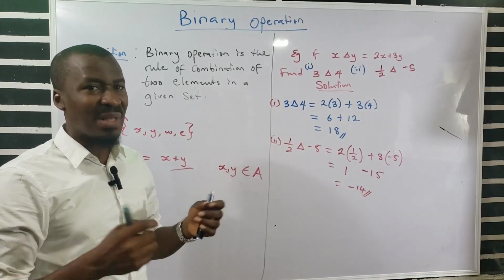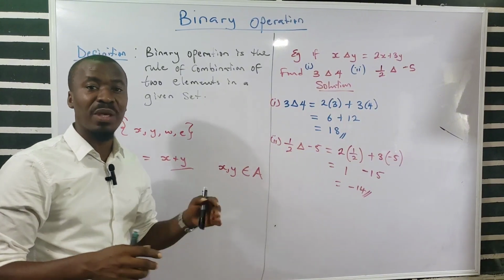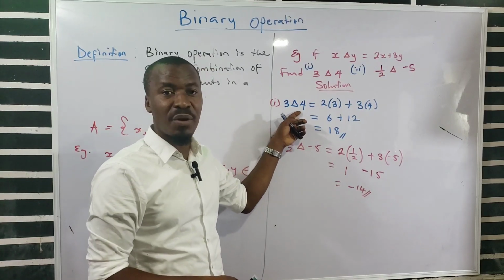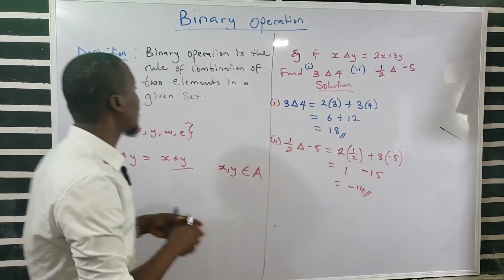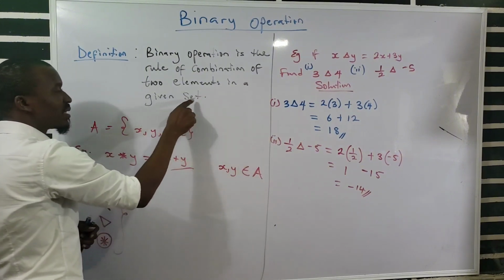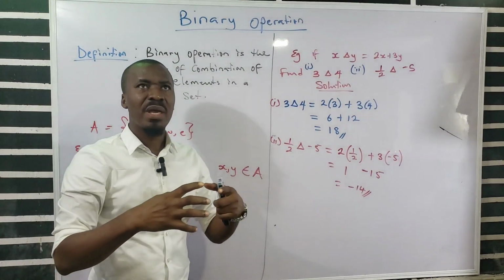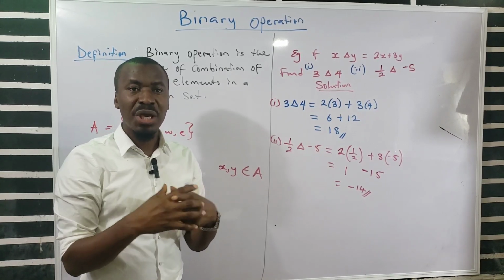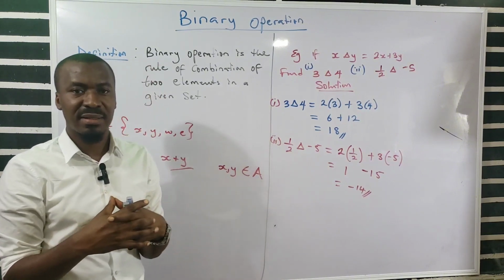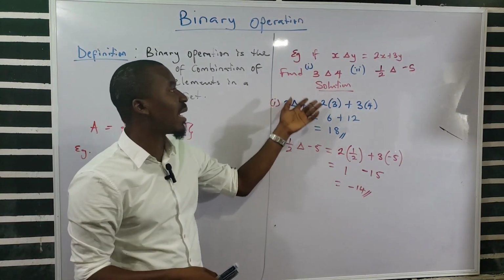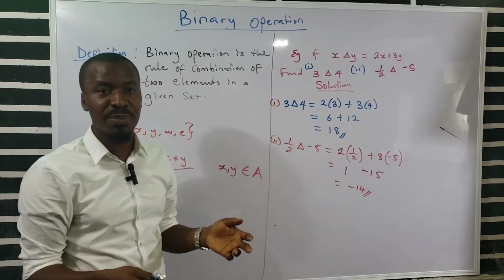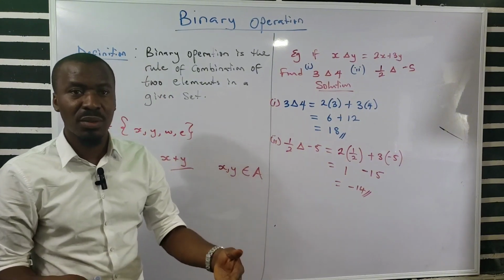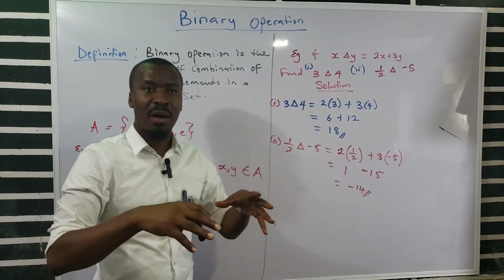Like I said in the introduction of the topic, you don't just pick an element from this set, an element from that set, and carry out a rule of combination. No. From the definition, it must be in a given set. So there's a boundary, or a clause, that it must be within a particular set. Of course, this example does not specify whether we are taking it from a particular set or not, but sometimes you'll be given a problem and asked to find whether it is closed within a particular set.